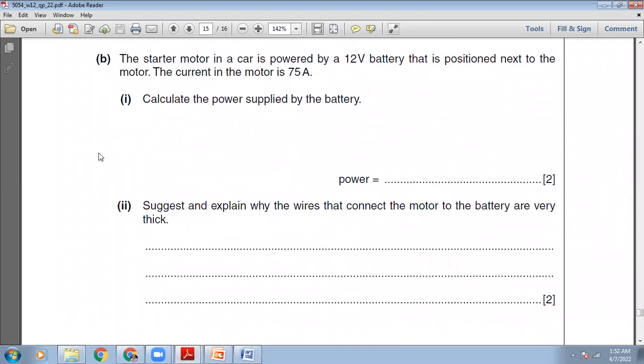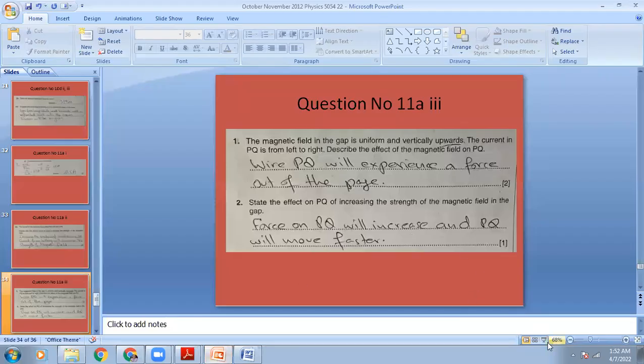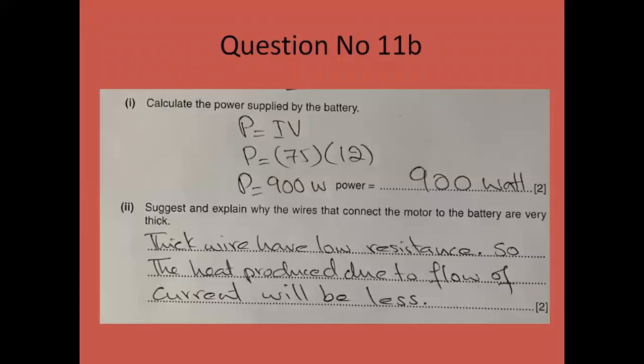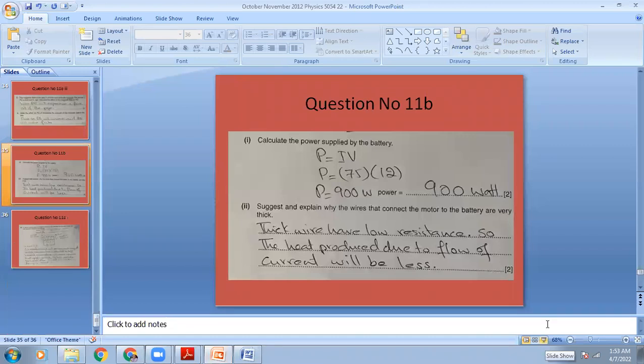The starter motor in a car is powered by a 12-volt battery that is positioned next to the motor. The current in the motor is 75 ampere. Calculate the power supplied by the battery. You know the power is equal to IV, and both I and V we know, so we can easily find the power. I is 75 ampere and V is 12 volt. So 900 watt is the answer.